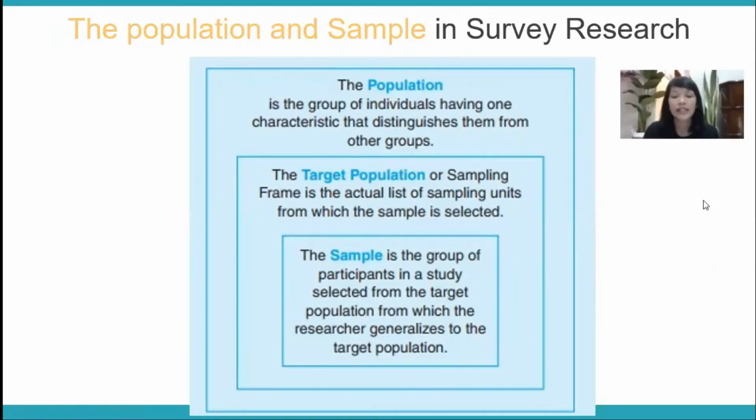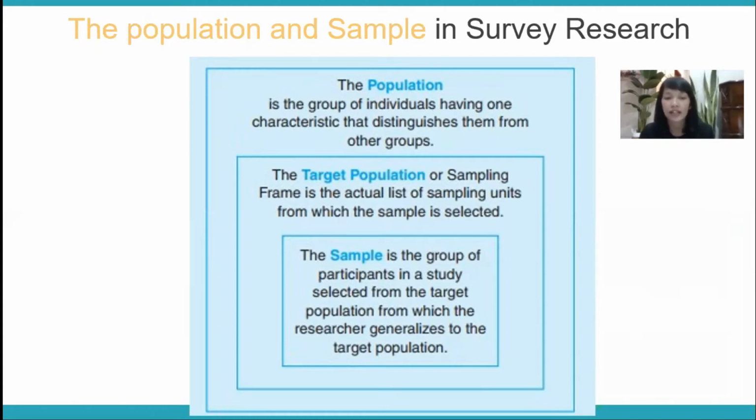One of the key characteristics of survey research that we need to highlight here is the issue of population and sample. The population is the group of individuals having one characteristic that distinguishes them from other groups. Meanwhile, within the population itself, there is the target population or sampling frame, which is the actual list of sampling units from which the sample is selected.